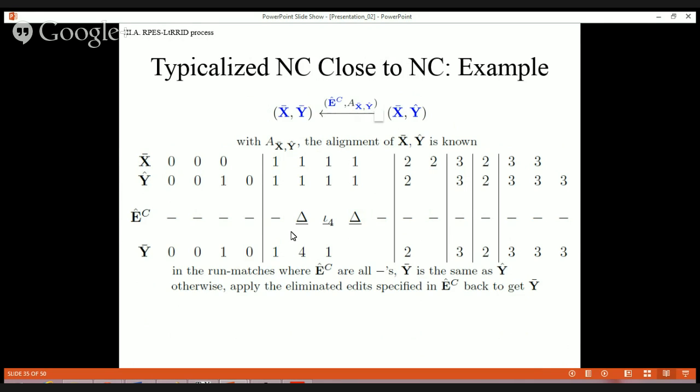So in those corresponding runs, Y and Y hat should be the same because we didn't change anything. In those runs where there are delta underlines or alpha underlines in E complement, we eliminated those edits. That's why we see in this example the run in Y hat and X are the same, because we eliminated all the edits in this run. And to get Y, we just apply this edit back to this run to get the corresponding run or runs in Y.